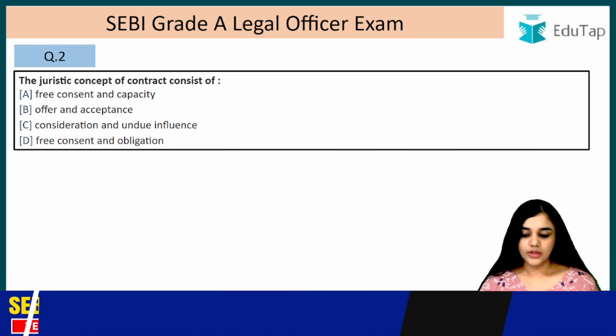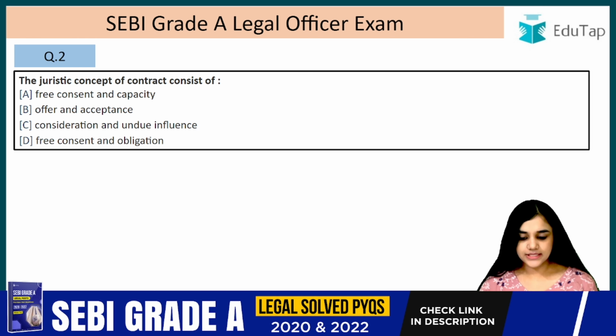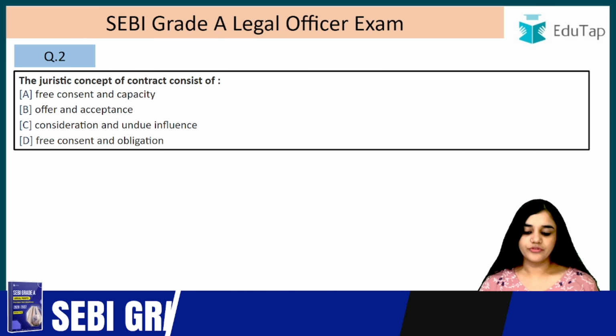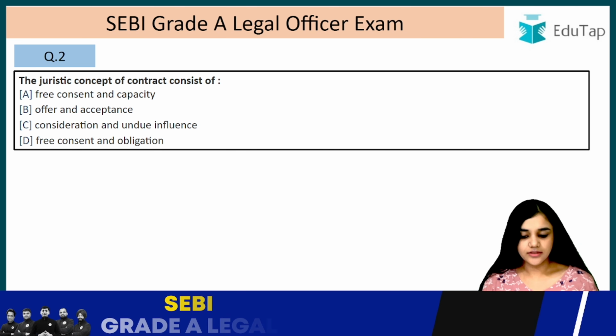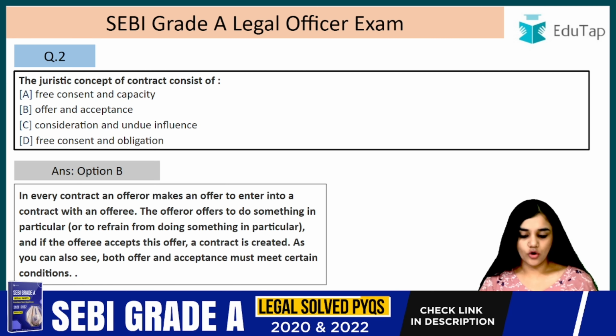Question number 2. The juristic concept of contract consists of: free consent and capacity, offer and acceptance, consideration and undue influence, free consent and obligation. The answer is offer and acceptance. The juristic concept of contract consists of offer and acceptance. When an offer is accepted, it becomes a promise. Answer is option B, offer and acceptance.